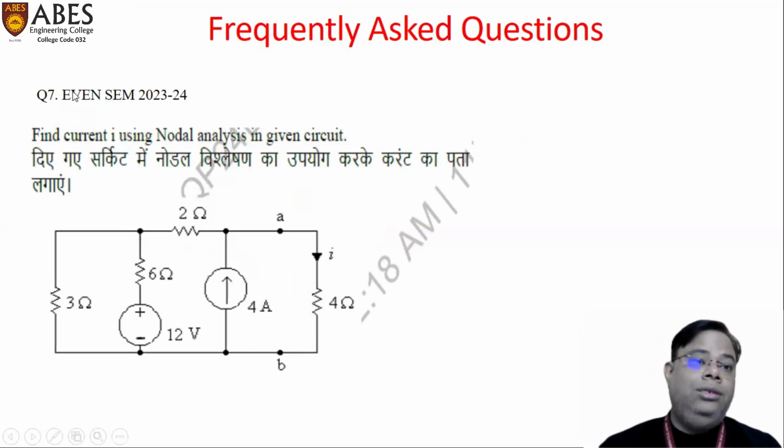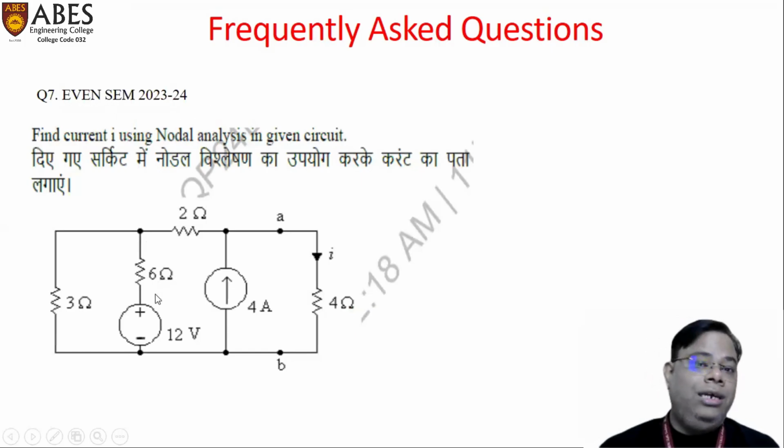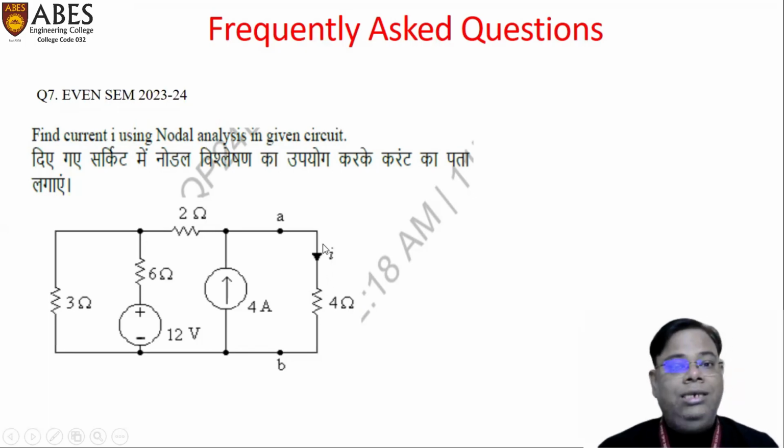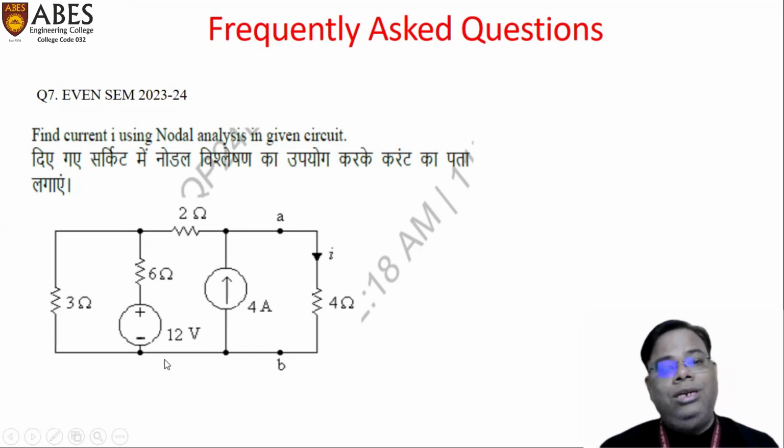Next question was already asked in the even semester 2023-24: by using the nodal analysis method, we have to find the value of I. I is the current in the 4 ohm resistance. For finding the current in the 4 ohm resistance, we have to apply the nodal analysis method.